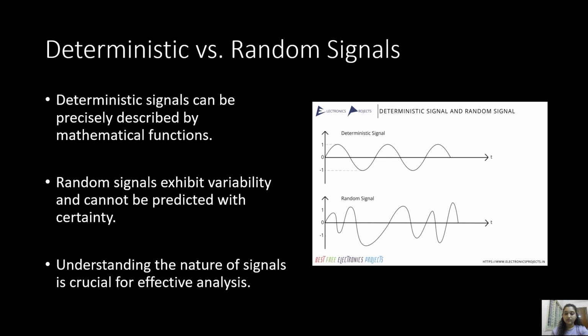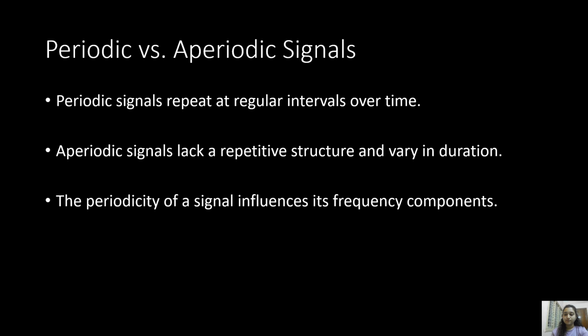Deterministic versus random signals. Deterministic signals can be precisely described as mathematical functions. Random signals exhibit variability and cannot be predicted with certainty. Understanding the nature of signals is crucial for effective analysis. Periodic versus aperiodic signals. Periodic signals repeat at regular intervals over time. Aperiodic signals lack a repetitive structure and vary in duration. Periodicity of a signal influences its frequency components.